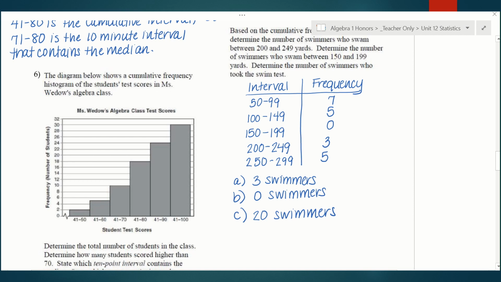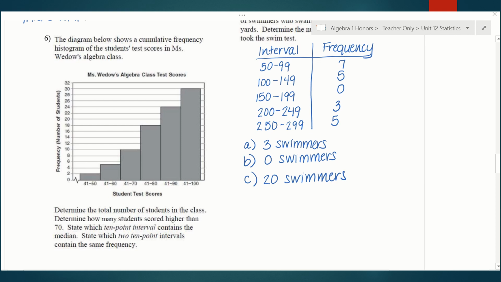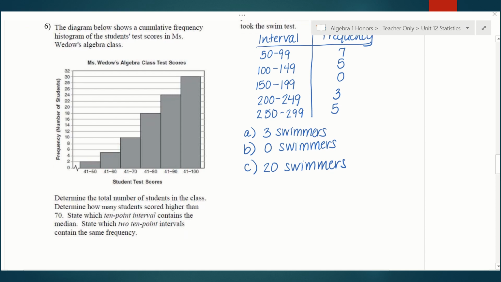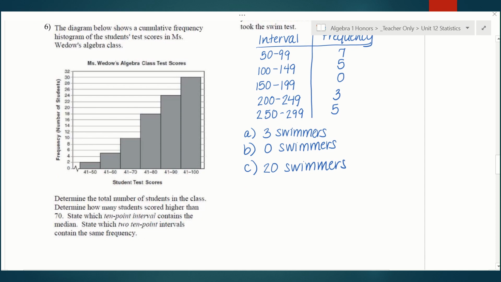Okay, awesome. We have one more question about histograms. The diagram below shows a cumulative frequency histogram of the students' test scores in Miss Guido's algebra class. All of our score intervals are starting at 41. My guess is that we're probably going to be asked to determine the total number of students in the class, so that we can get right away. But then determine how many students scored higher than 70, state which 10-point interval contains the median, and state which 10-point intervals contain the same frequency.